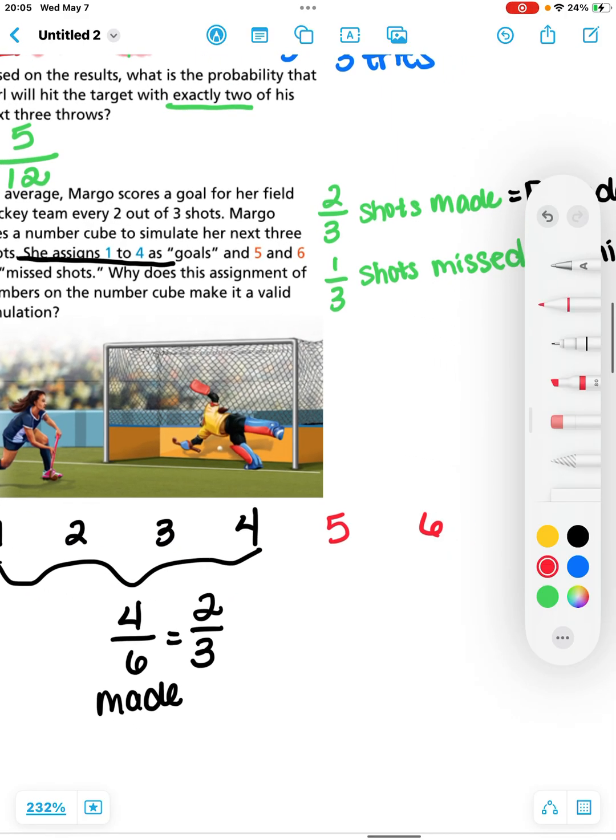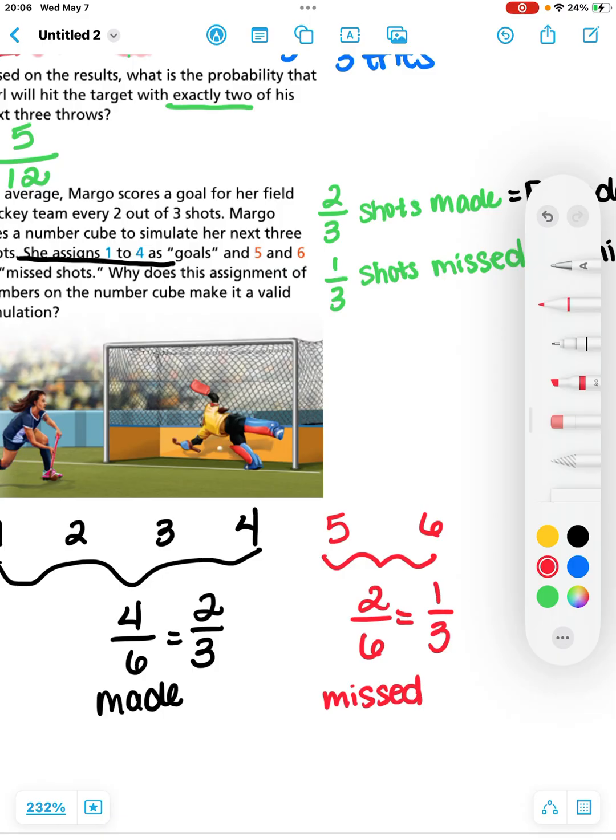Same ordeal with the 5 and the 6. This is 2 out of 6 because there are 6 total numbers on a dice. This would be your missed. What does 2 over 6 reduce down to? That reduces down to 1/3.